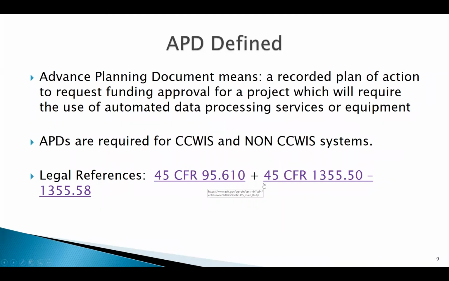So, APD defined. The Advance Planning Document is a recorded plan of action to request funding approval for a project which will require the use of automated data processing services or equipment. APDs are required for both CCWIS and non-CCWIS systems. And we wanted to provide the legal references: 45 CFR 95.610 are the APD regulations, and 45 CFR 1355.50 through 59 are the CCWIS regulations.